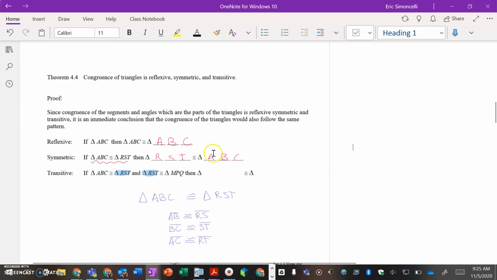Just flipping the triangles. The transitive property: if triangle ABC is congruent to triangle RST, and triangle RST is congruent to triangle MPQ, remember, these two are the same, so you're linking them in such a way now where the first and the last triangle have to be congruent. And there you go. Triangle ABC is in fact congruent to triangle MPQ.